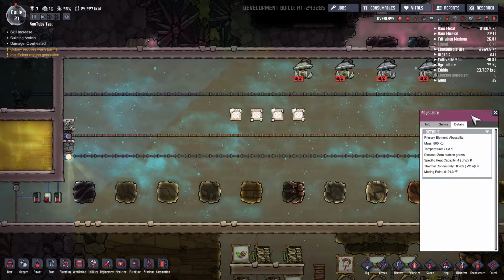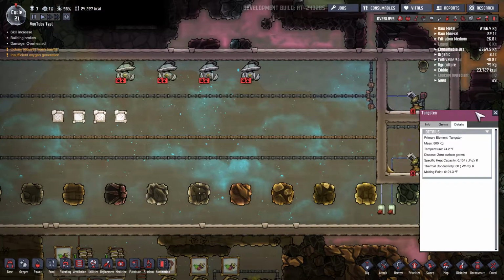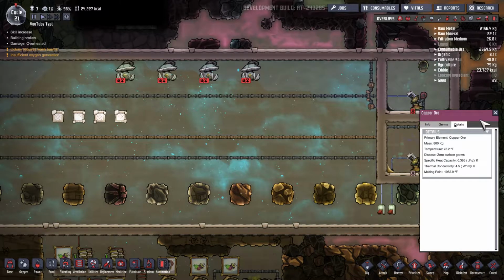Abyssalite, specific heat is 4, thermal conductivity 1e minus 5. Wolframite, specific heat 0.134, thermal conductivity of 15. Tungsten, 0.134 specific heat, thermal conductivity of 60. Copper ore, specific heat of 0.386, thermal conductivity 4.5.